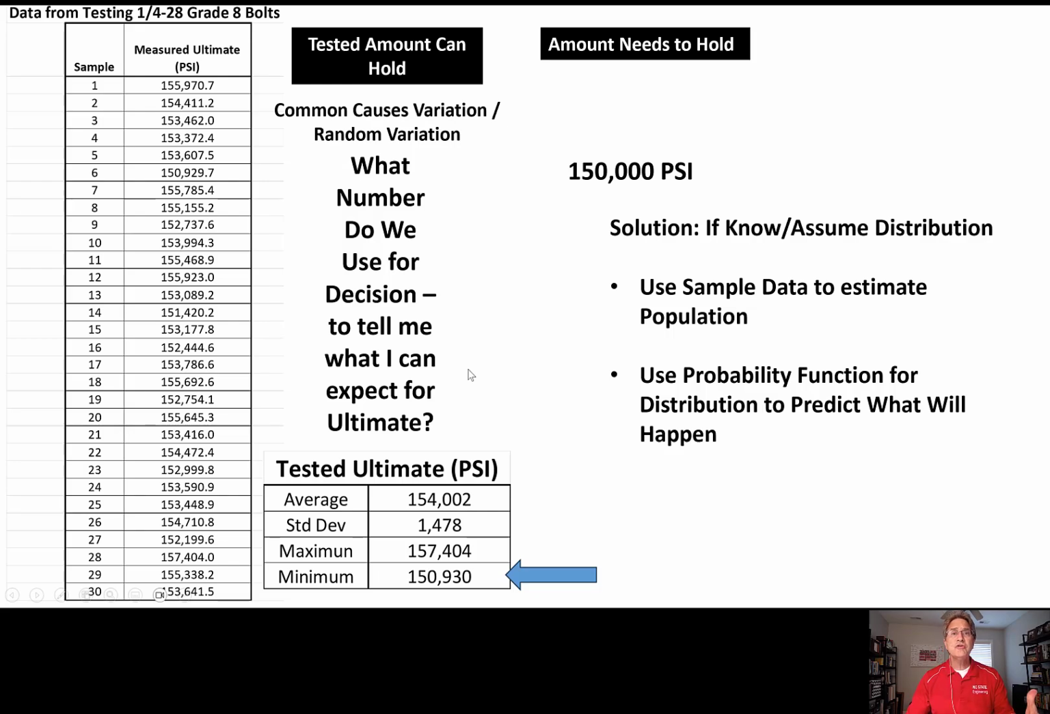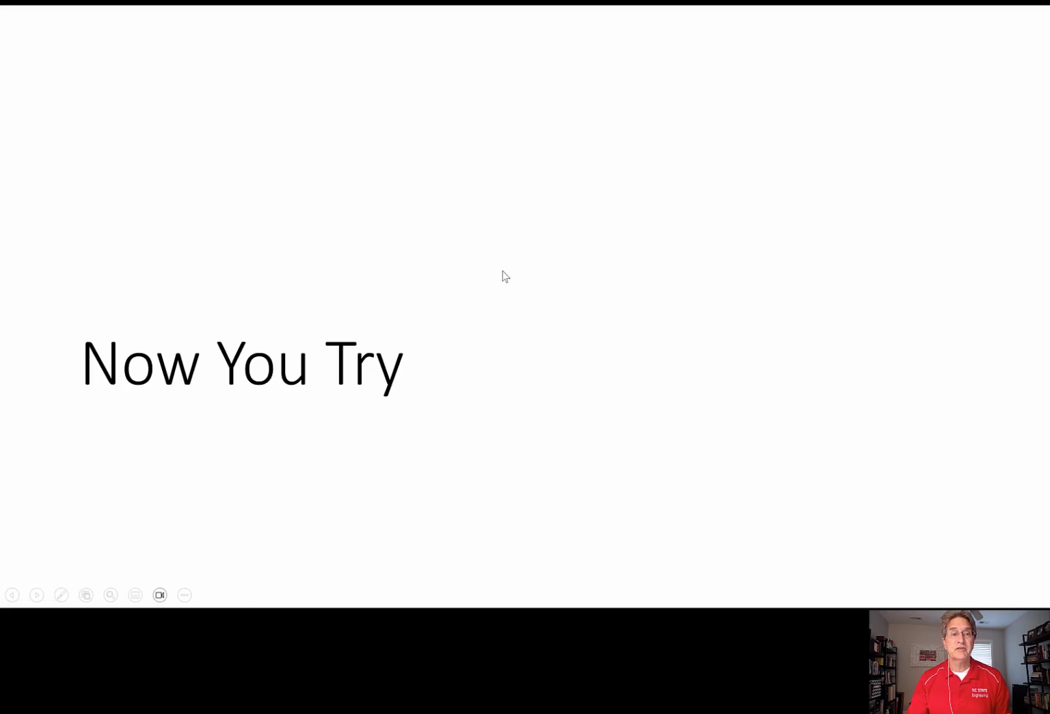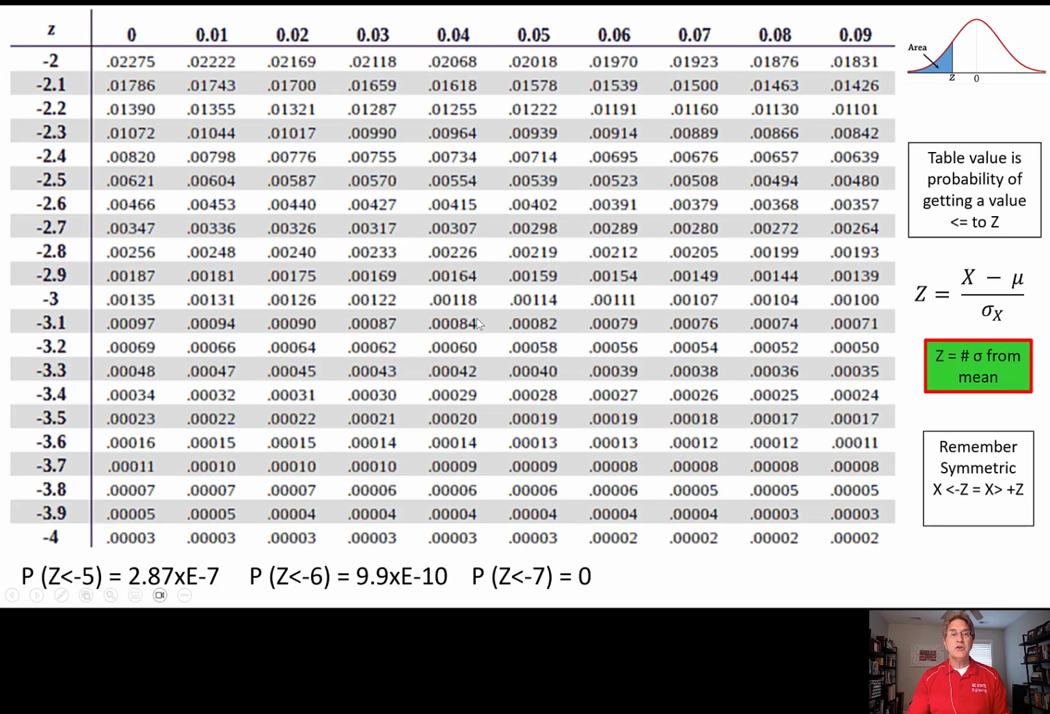So a huge step forward in terms of having information that we need to make solid engineering decisions. So now I want to give you a chance to try, okay? Now you should have a normal distribution table like this one. There's going to be a link that you'll be able to get that.